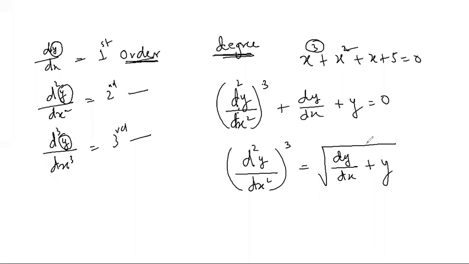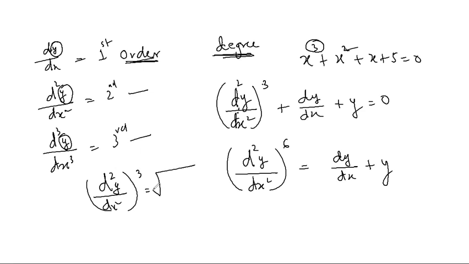Now, if I want to remove the square root, I'll square it. And now the power became 6. Now, which is correct? When I wrote previously, it was like this. That time you said degree is 3. Now, when I squared it, the power is 6. So now I'll say degree is 6. Out of the two, which is correct?